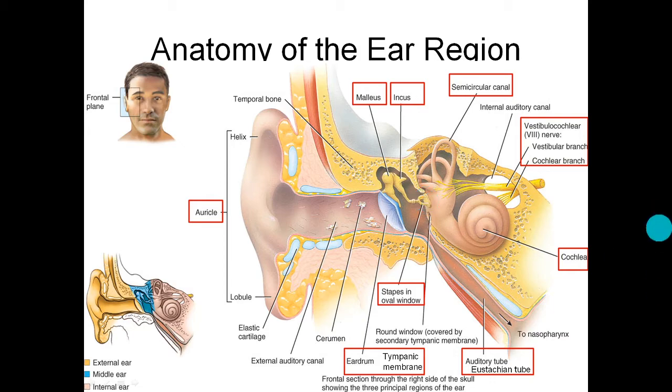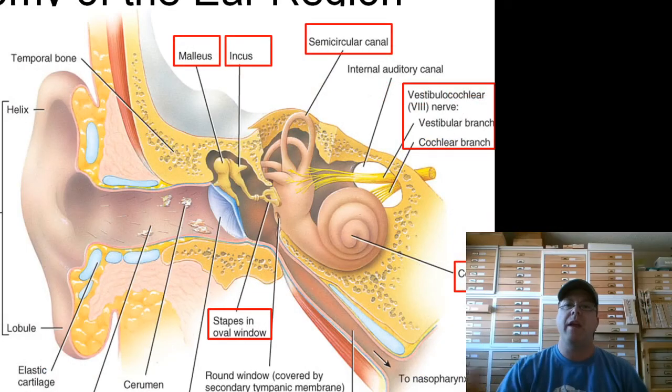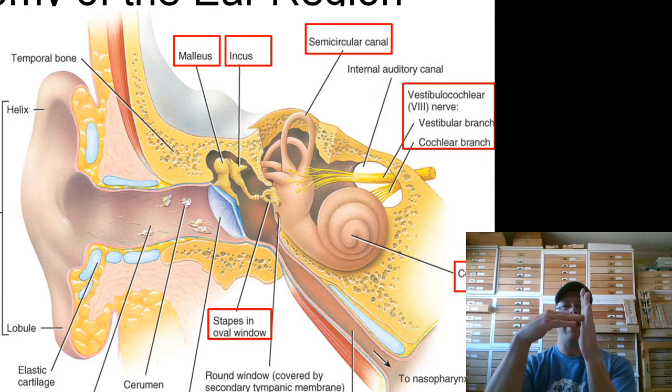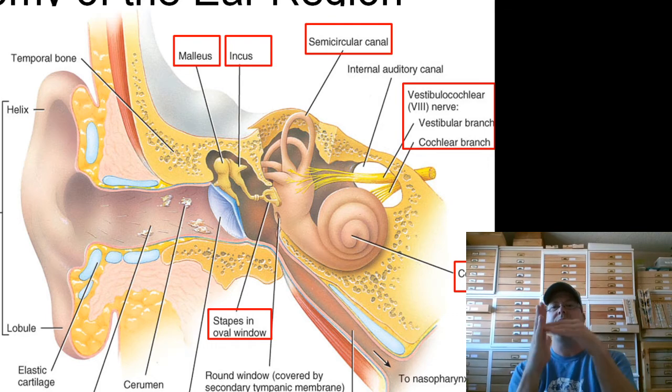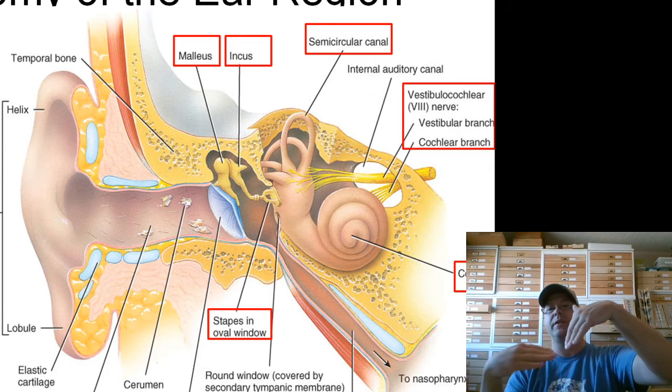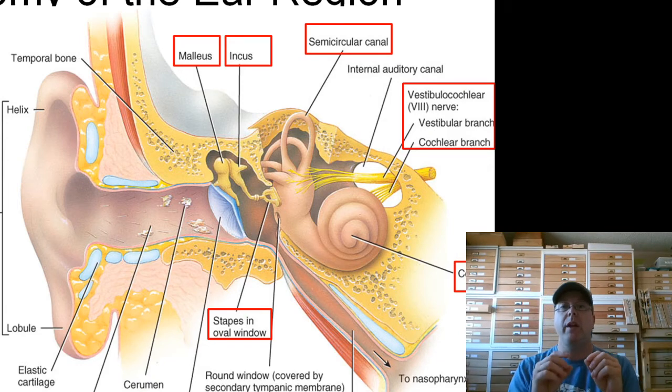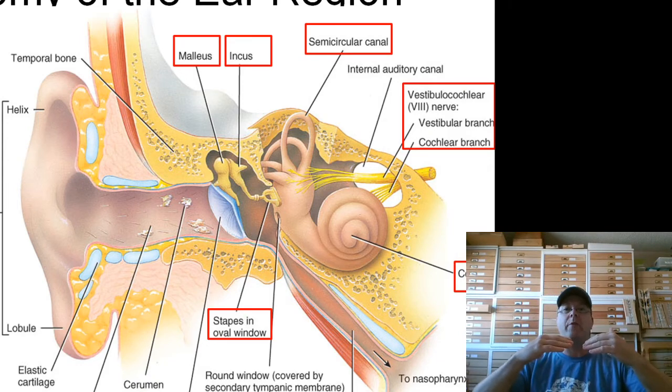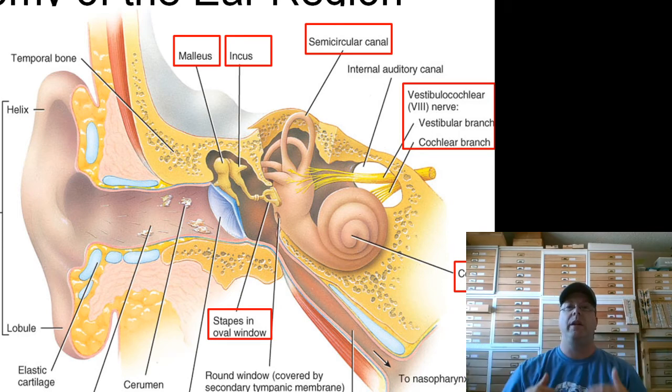What they are going to do is they are going to transmit that sound vibration. So you've got that tympanic membrane vibrating, and up against it is the malleus. Well, the tympanic membrane hits the malleus, it starts vibrating, the malleus hits the incus, it starts vibrating, the incus hits the stapes, and the stapes vibrates. So really all we're doing is we're moving the sound wave through the middle ear.